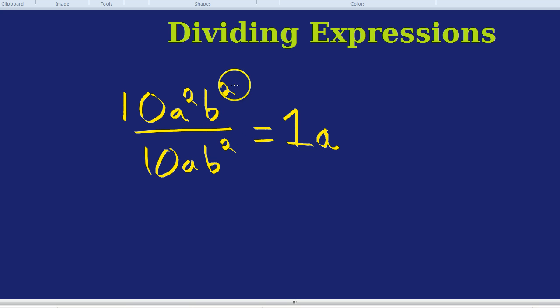b squared divided by b squared is just like 10 divided by 10. Anytime you have any expression, as well as any number, divided by itself, you can simply cancel them out. b squared divided by b squared completely disappears. So we're left with 1a, or just a. That's an introduction to dividing expressions.